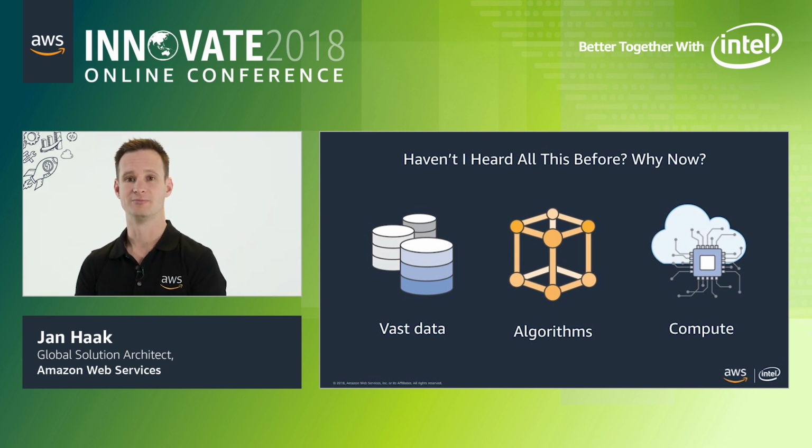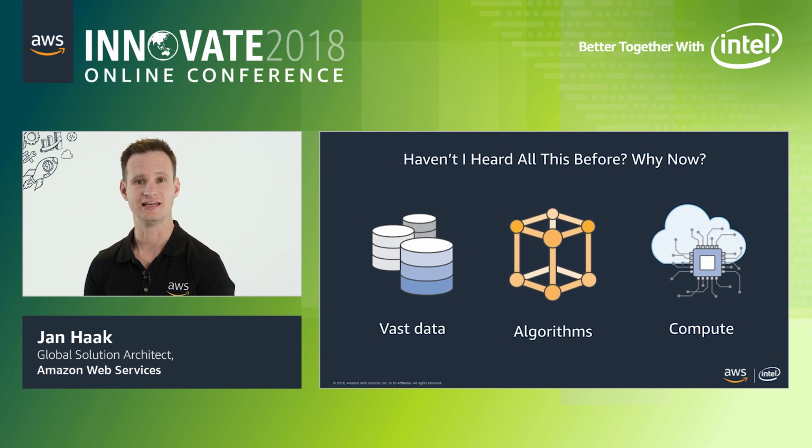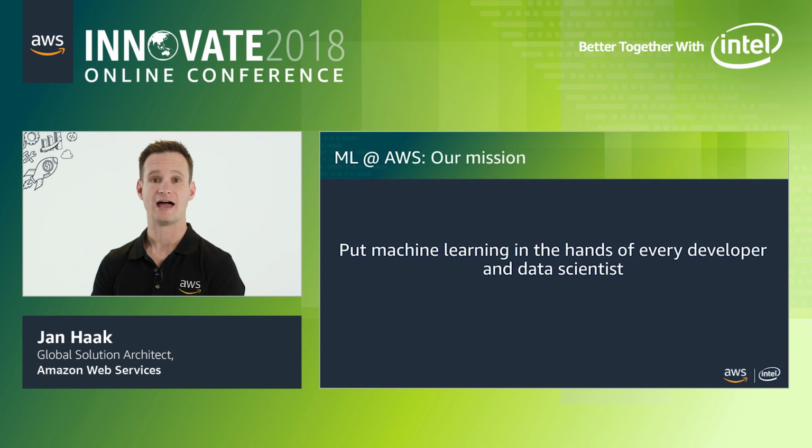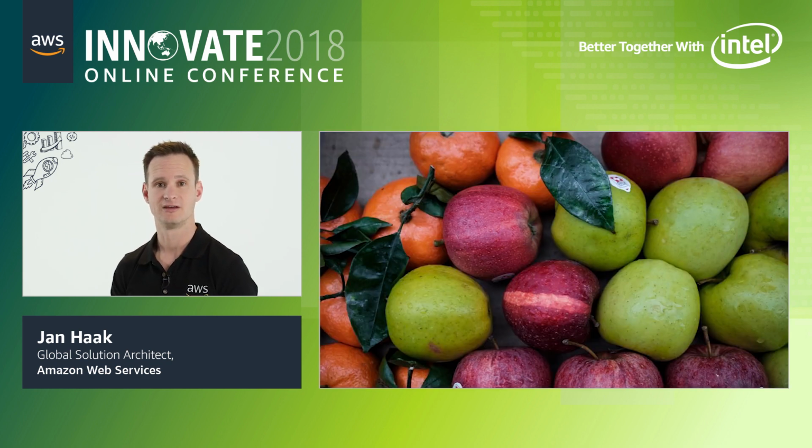So what does this mean to you? As you can see, the analysts understand that the ML revolution is here. So our goal here at AWS is to put machine learning in the hands of every developer and data scientist.